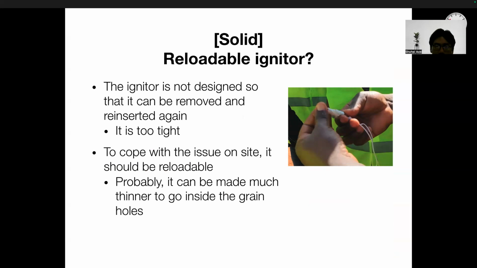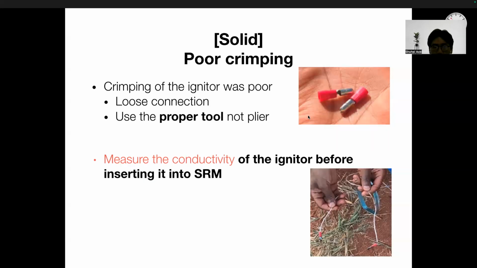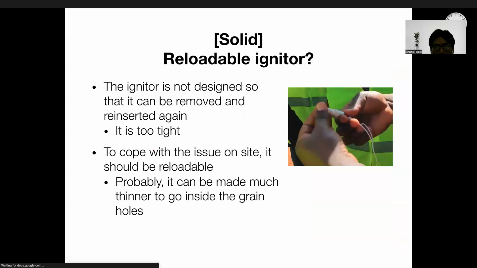So, a reloadable igniter. And the plug crimping issue was caused by the inappropriate use of tools. You need to use crimping tools, not ordinary pliers, and this caused the loose connection. Also, we need to measure the conductivity once we develop the igniter, because if we had done it, we would have known in the laboratory that this igniter didn't work. So we always have to measure the conductivity of the igniter. This is a kind of quality control issue.